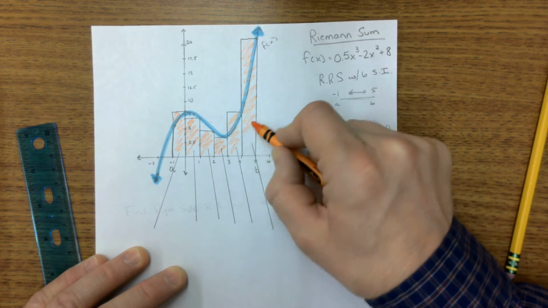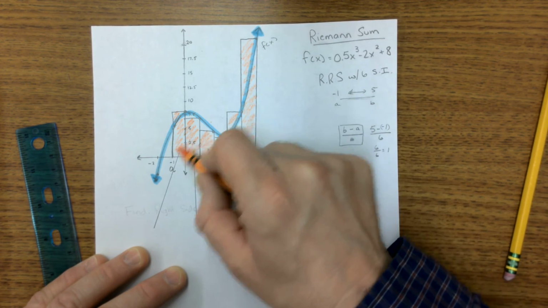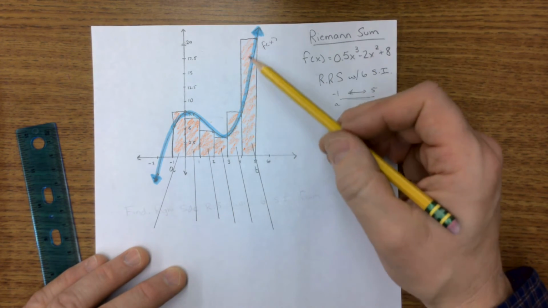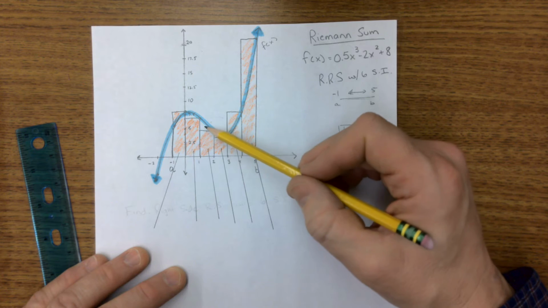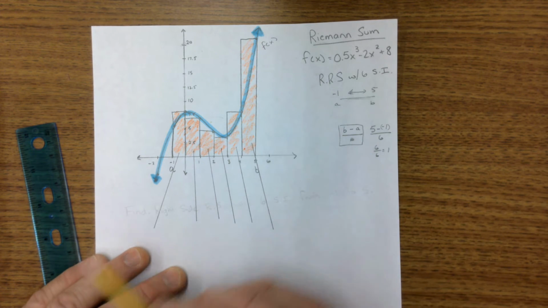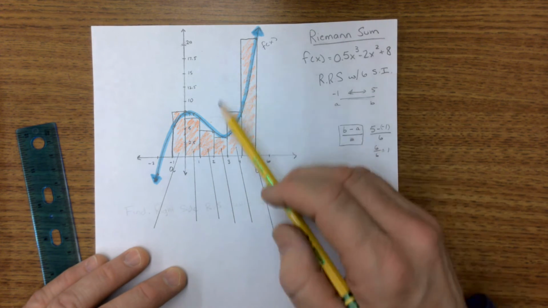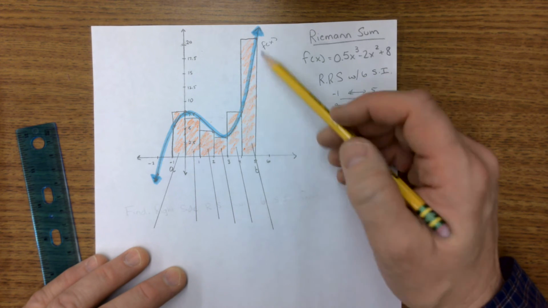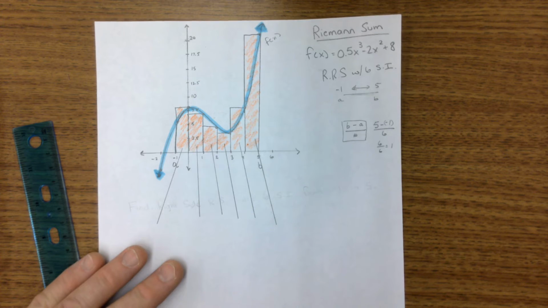And this one's going to come out pretty close, I think, because we have some rectangles that have some extra space and some that are missing some space. But just looking at this, I think this is going to come out too high because I have all this extra space here, and I'm only missing a little bit. So I think our answer is going to be an estimation that's too high.